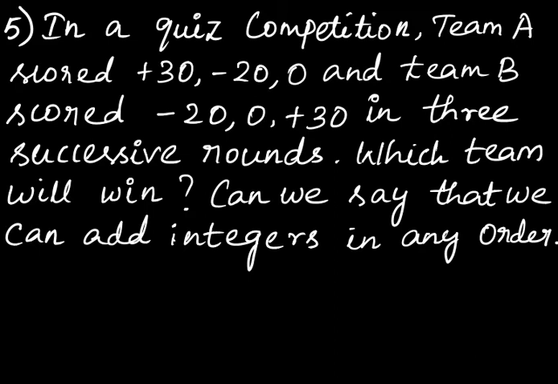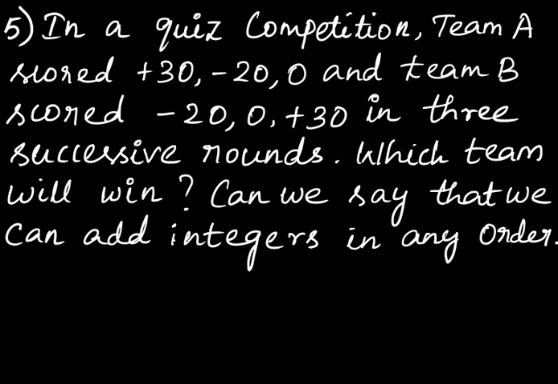In a quiz competition, Team A scored plus 30, minus 20, 0 and Team B scored minus 20, 0, plus 30 in 3 successive rounds. Which team will win? Can we say that we can add integers in any order?